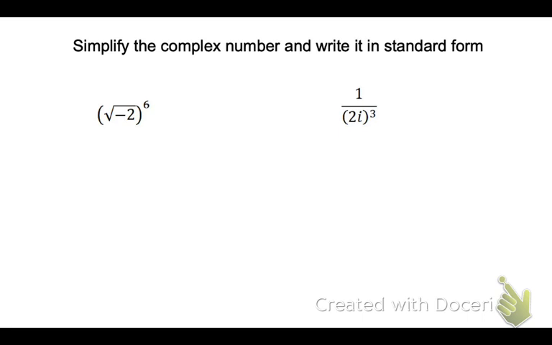Okay, simplify the complex number. Write it in standard form. Remember our fractional exponents? I'm going to use one. What is the fractional exponent for the square root? 1/2. So I have negative 2 to the 1/2 to the what? 6. When I take a power to a power, what do I do? Multiply. So half of 6 is 3. So I have negative 2 to the third, which is what? Negative 8.